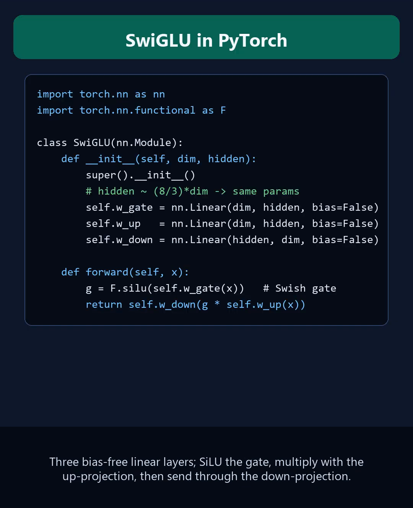In code, it is short. You define 3 linear layers with no bias: a gate projection, an up projection, and a down projection, with a hidden size set to about 8/3 of the model dimension. In the forward pass, you run the gate through SiLU, PyTorch's name for Swish, multiply it element-wise with the up projection, and send the result through the down projection. That is the whole block.